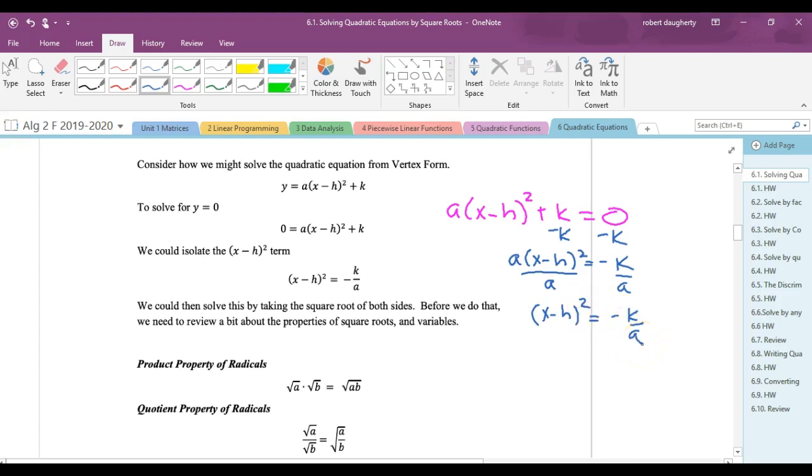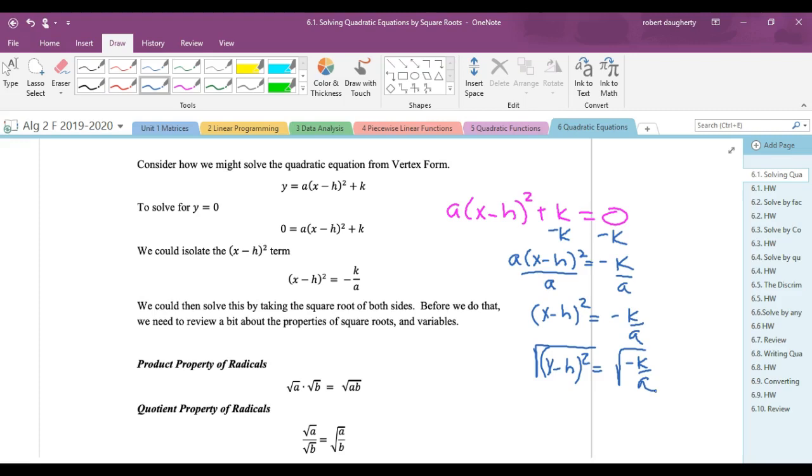Now I've got something squared equal to negative k over a. What will I do to get this one solved? I could take the square root of both sides, okay? So if I take the square root of both sides, I've got to do a little bit of work before I can get you to the answer on that one. So this looks a little complicated, but let's talk a little bit about properties of square roots before we come back to solving this guy.